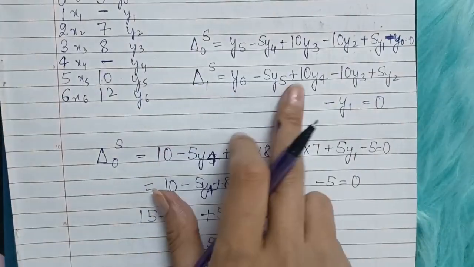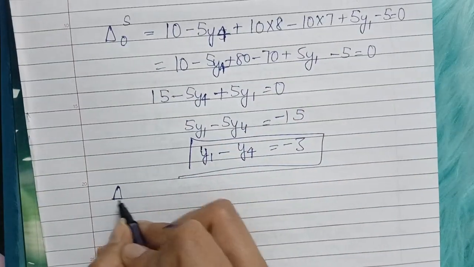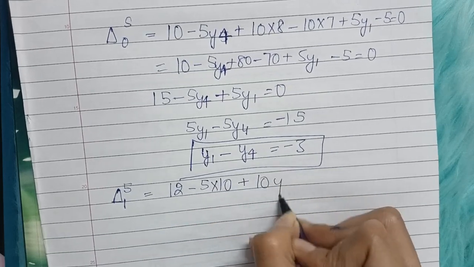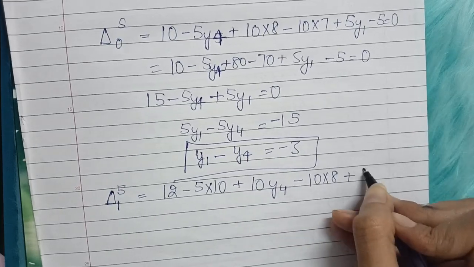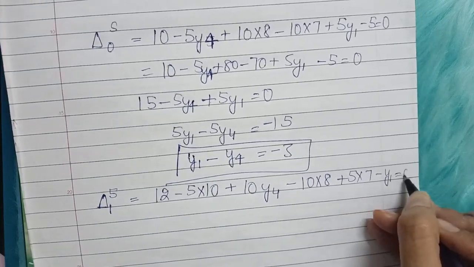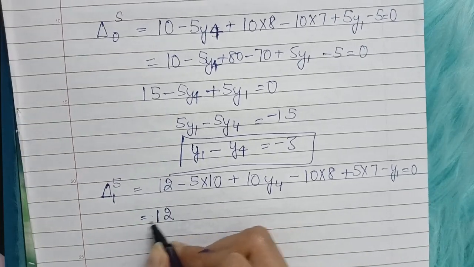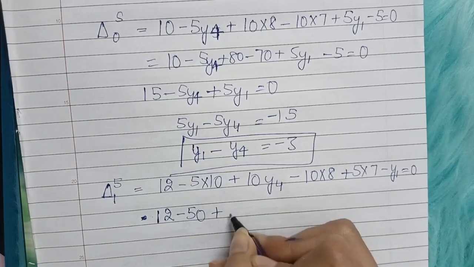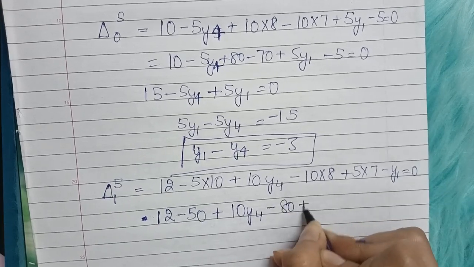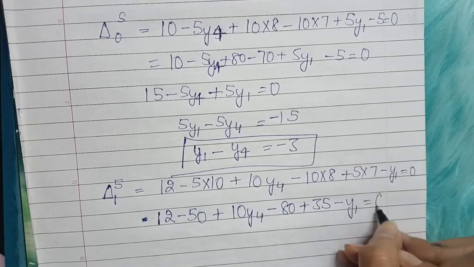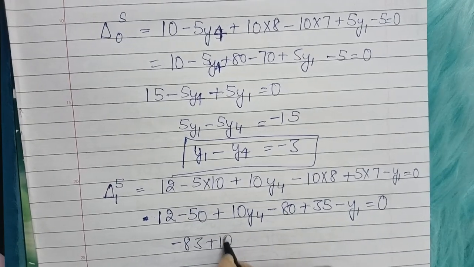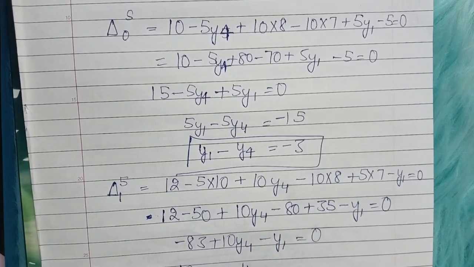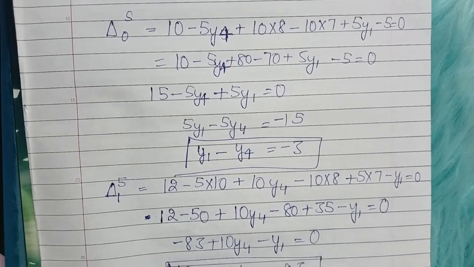Now I'm putting the value in the second equation. So that is delta 1 to 5 equals to 12 minus 5 into 10 plus 10y4 minus 10 into 8 plus 5 into 7 minus y1 equals to 0. So my portion would be 12. I'm not writing equal to here, I will write at the end. 12 minus 50 plus 10y4 minus 80 plus 35 minus y1 equals to 0. So my value would be minus 83 plus 10y4 minus y1 equals to 0. So 10y4 minus y1 equals to 83. Now I have one equation, this one, and another is this one.